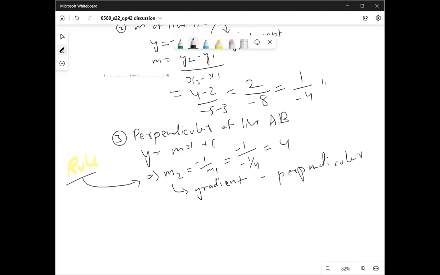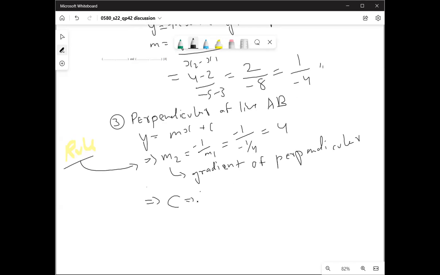Now the gradient of the perpendicular is the negative reciprocal of the gradient of the line. Therefore, we divide -1 by M1. We get -1 over -1 over 4. The gradient of the perpendicular is 4. Fine. Now we know the gradient M2 of the perpendicular. The next thing we have to find is the y-intercept. How do I find this?